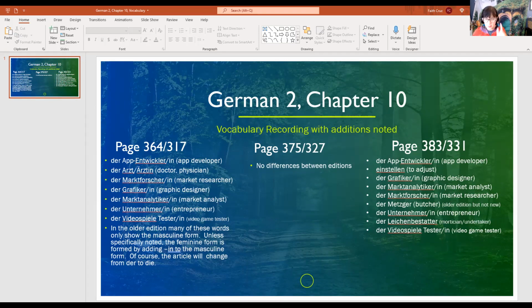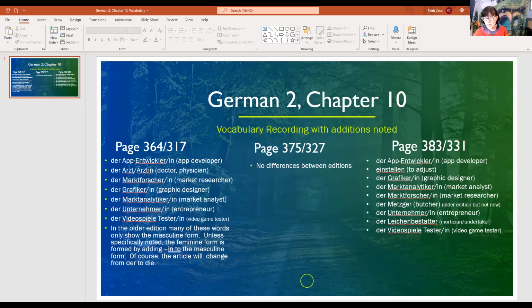Now, look right underneath Metzger. I want you to see the word Unternehmer, and that's an entrepreneur. If you break it apart, Unter means under, Nehmer means taker. So my English brain always wants Unternehmer to be an undertaker. But it's someone who undertakes a business, an entrepreneur.